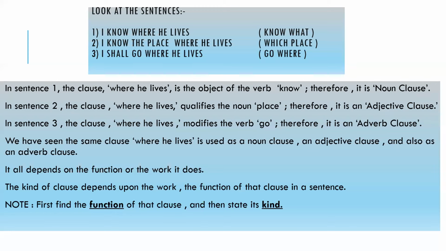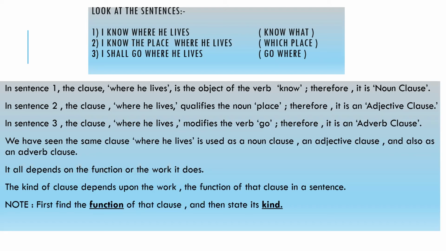Now let me explain why it is called a noun clause, adjective clause, and adverb clause. How can you identify it? In the first sentence, I know where he lives, the clause is the object of the verb know. Therefore, it is called a noun clause. In sentence 2, where he lives qualifies the noun, that is, the place. Therefore, it is an adjective clause. In sentence 3, I shall go where he lives, where he lives modifies the verb go. Therefore, it is an adverb clause.